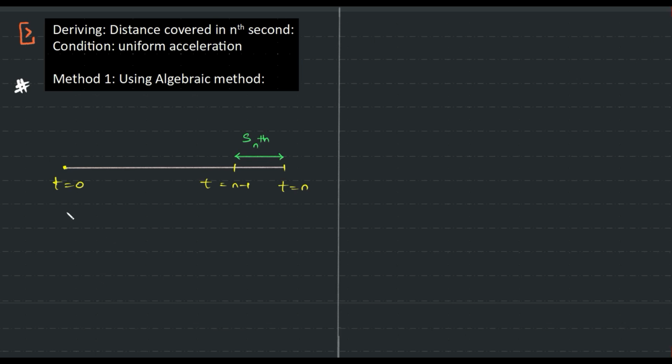From the starting point to this point, from this point to this point, and from this point to this point, it is the distance that the object has traveled. Sn minus 1, and this is Sn. And that's that. Okay, so this is the entire funda. So this is the entire picture.